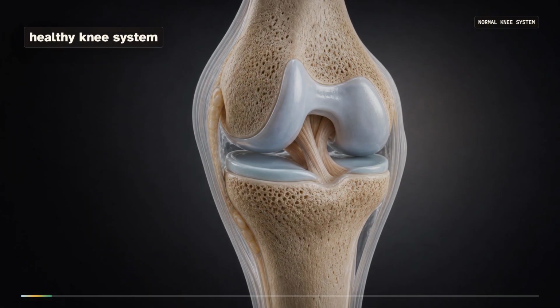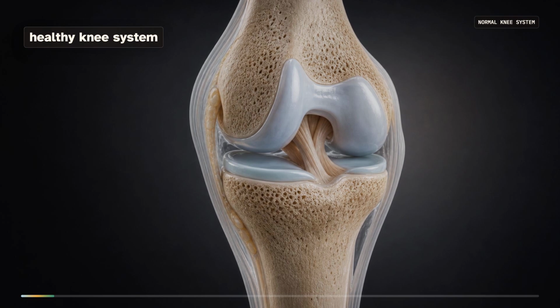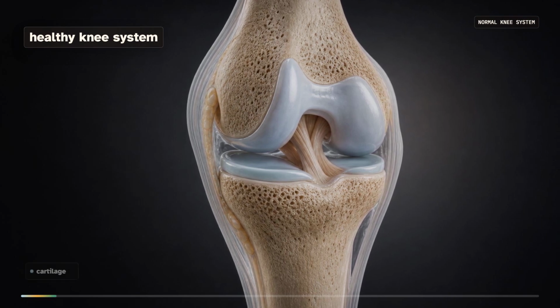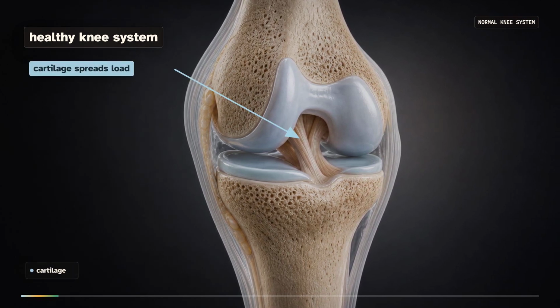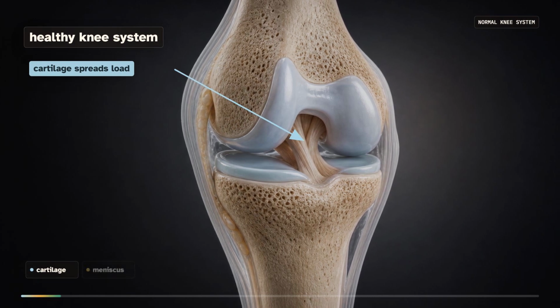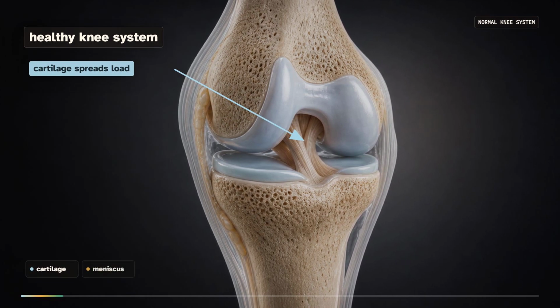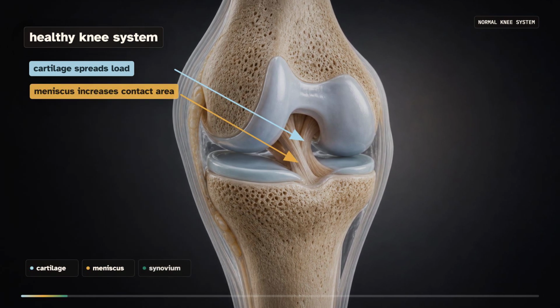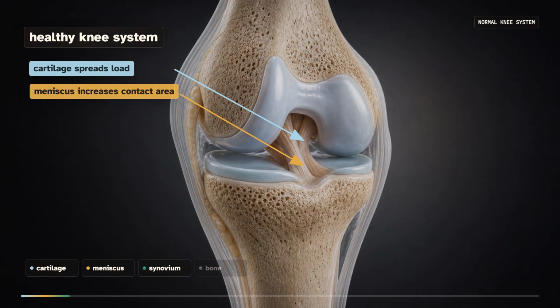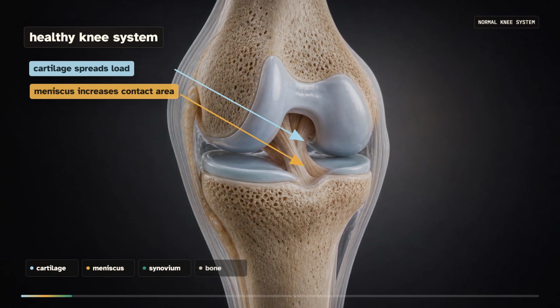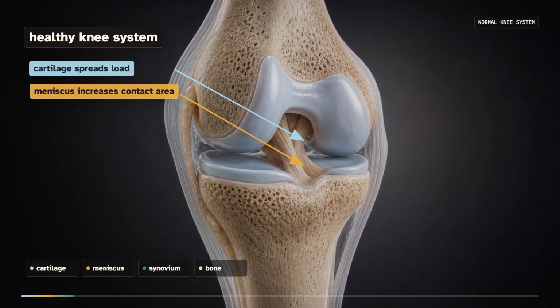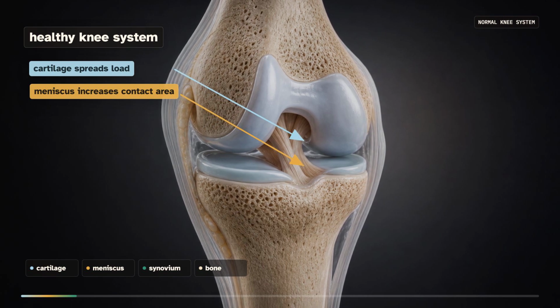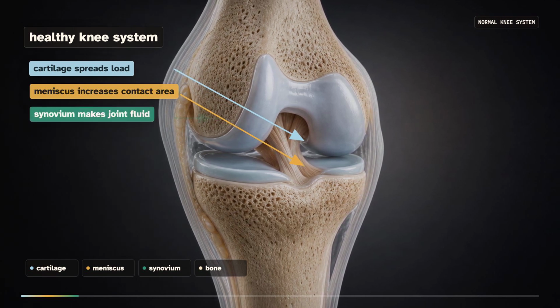Start with a healthy knee. The end of the femur and the top of the tibia are covered by smooth articular cartilage. Cartilage is not just a slippery coating. It spreads load, protects the underlying bone, and helps the joint move with very low friction. The menisci add another layer of load sharing. They increase contact area, absorb shock, and help the curved femur match the flatter tibia.